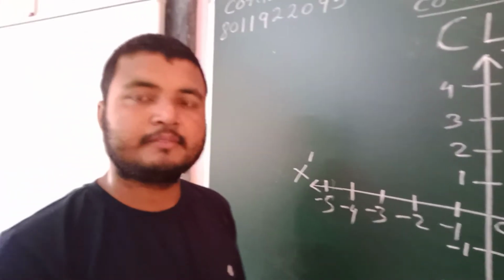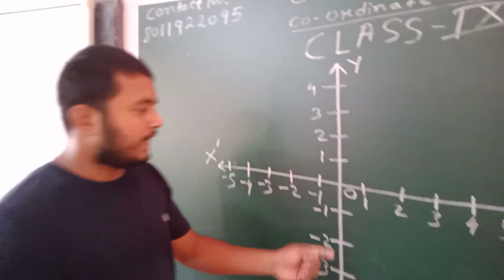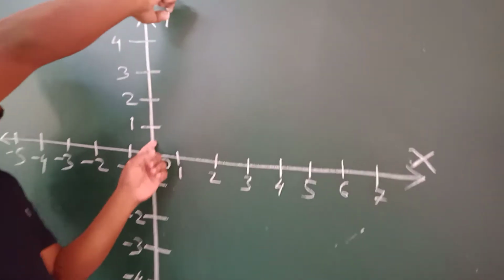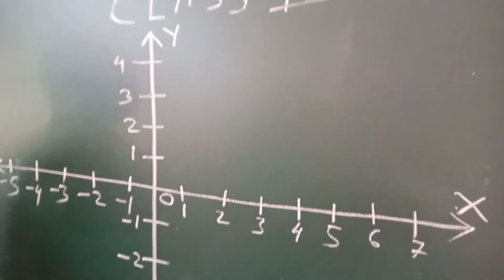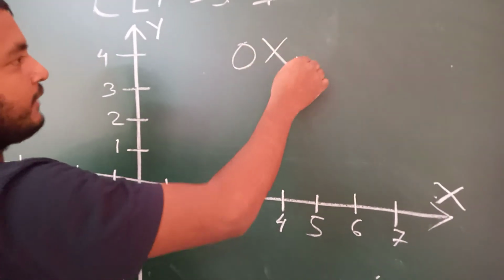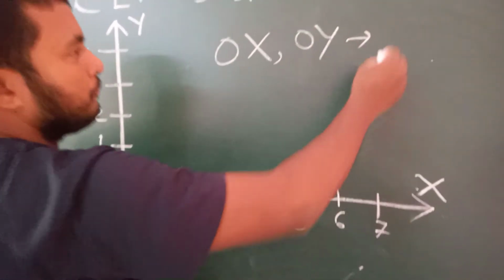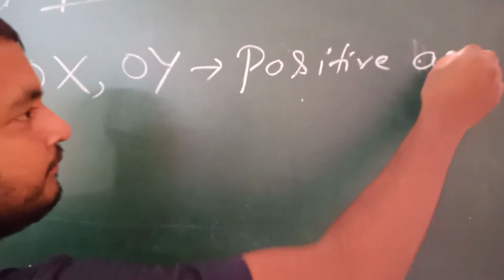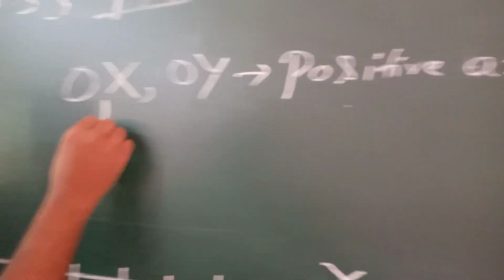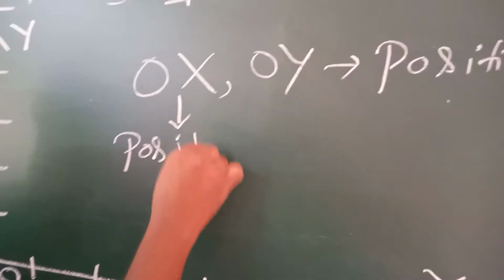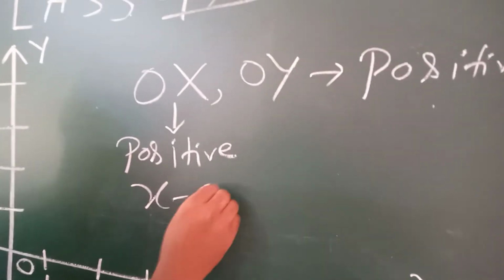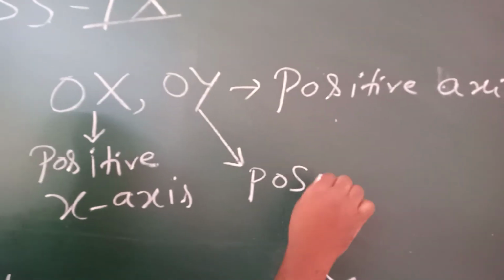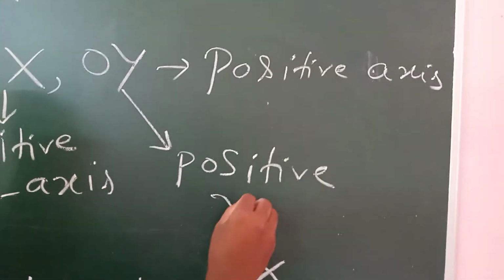Now you see here all the values of x are positive and here all the values of y are positive. So OX and OY are called positive axes. OX is called positive x-axis. OY is called positive y-axis.